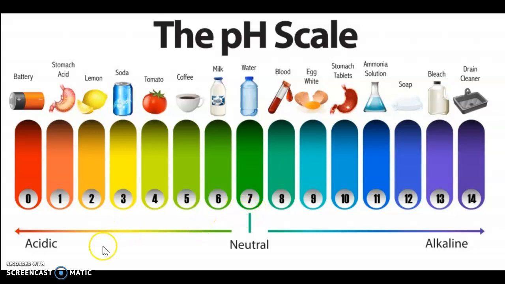Just to recap, strong acids down this end, weak acids, neutral, weak bases, strong bases. We've got an excess of OH minus ions down this end, an excess of H plus ions down this end, and then an equal amount of H plus ions and OH minus ions, which cancel each other out to form pure water.